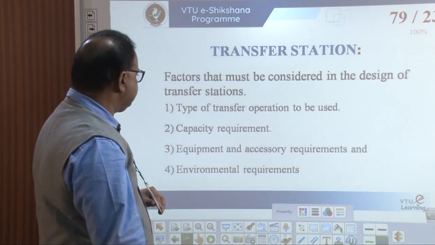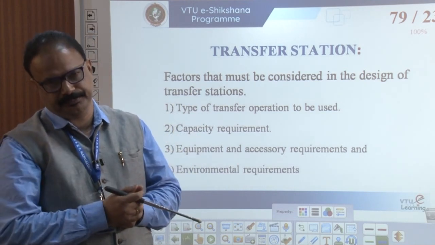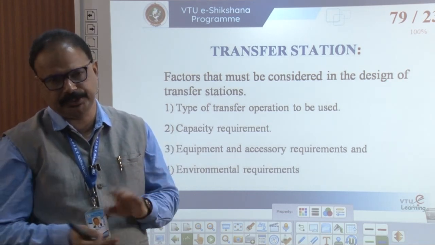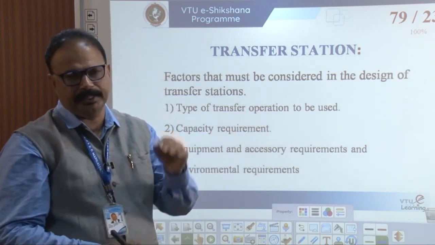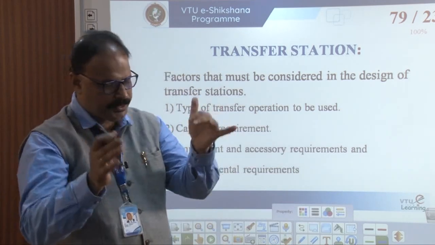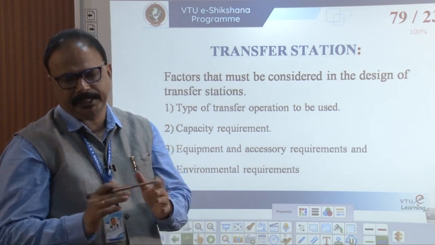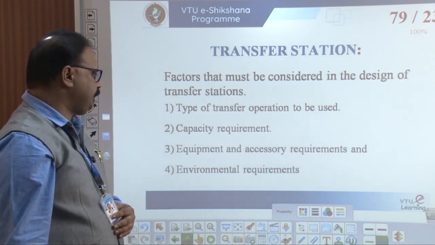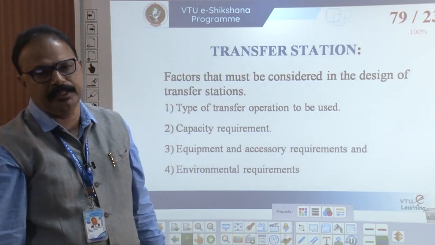Transfer stations: there are two types. One goes directly to the dump yard, and another is the transfer station, where the dump yard is far away, a longer distance. In the transfer station, we segregate the waste. The recyclable waste is taken by vendors, some organic waste goes to composting, and other waste goes to the dump yard. The main factors considered to design the transfer station are the types of transport operation used, capacity requirement, equipment and accessory requirement, and environmental requirement.